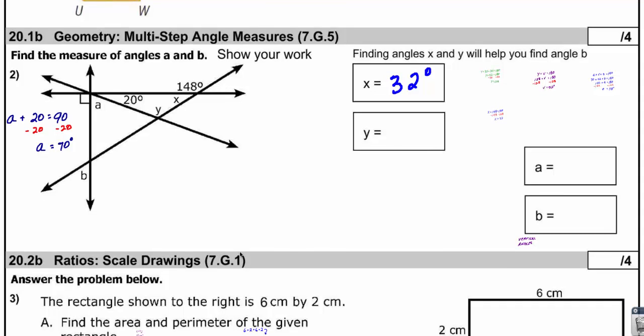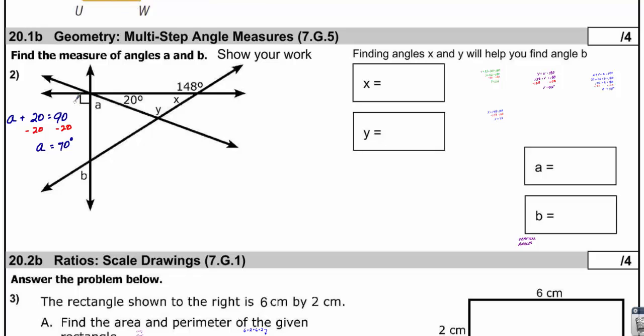Multi-step angle geometry. So the first question was, how much is angle X? And I kind of jumped ahead. Let's get rid of that for just a minute, because we're actually going to solve angle A first. Angle A is one that you can solve with the information that's currently given.